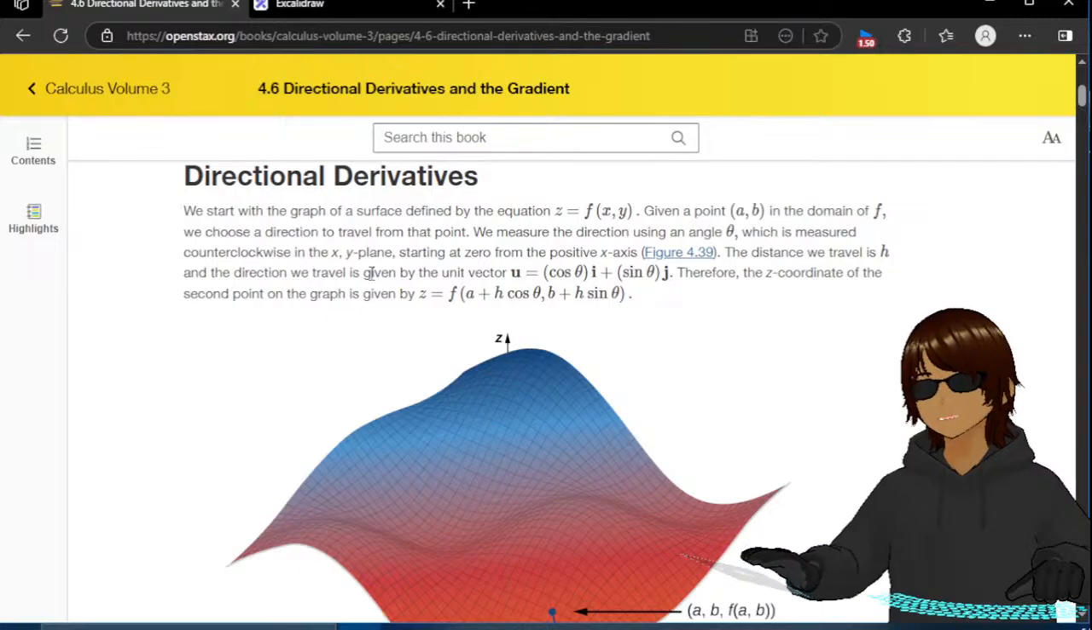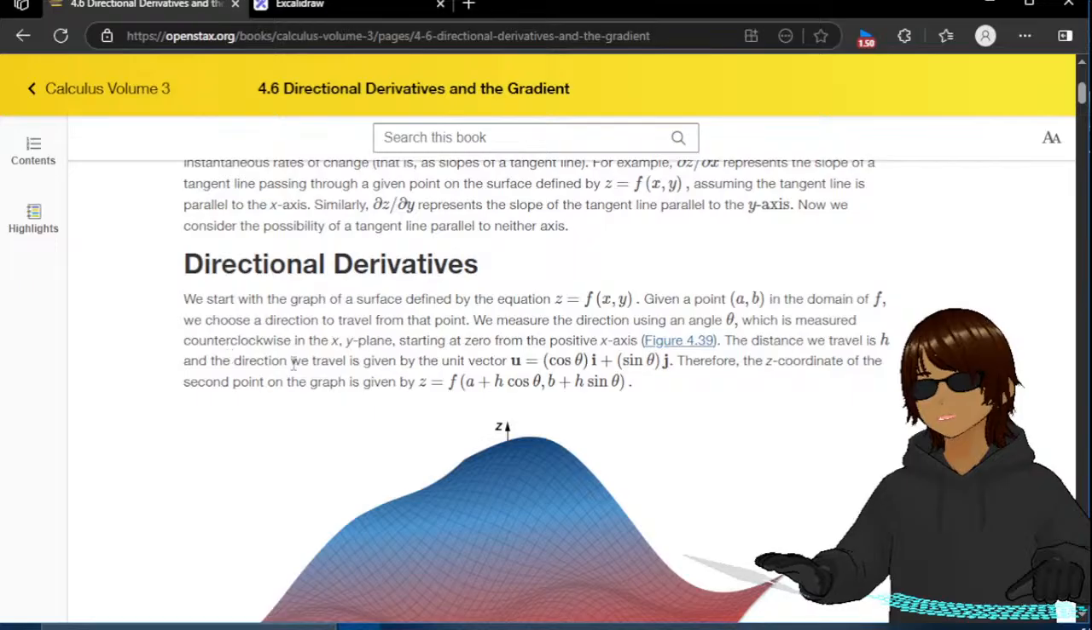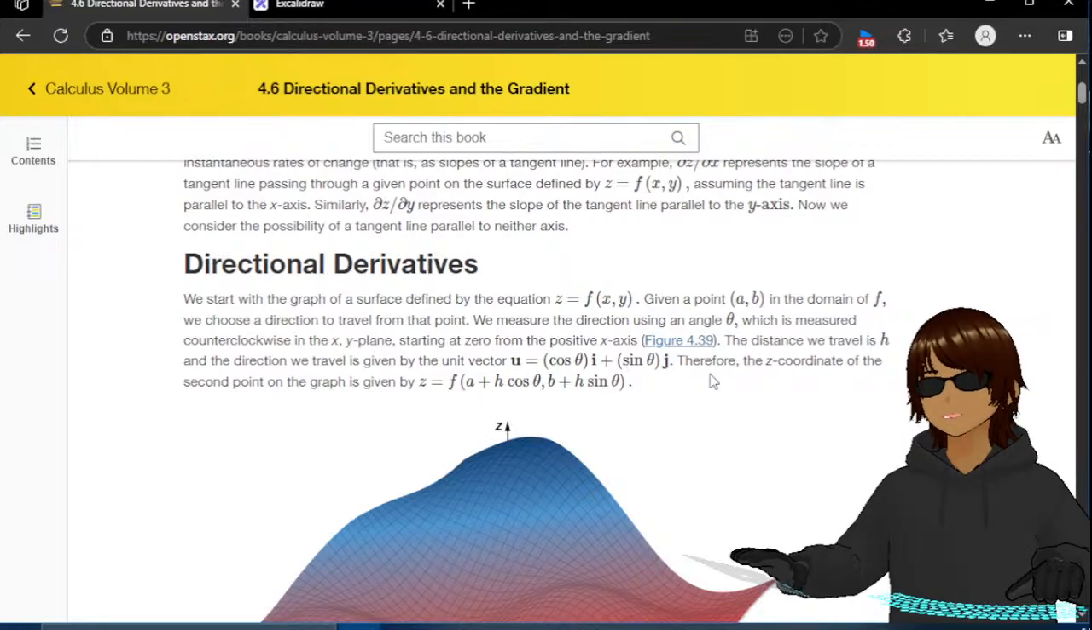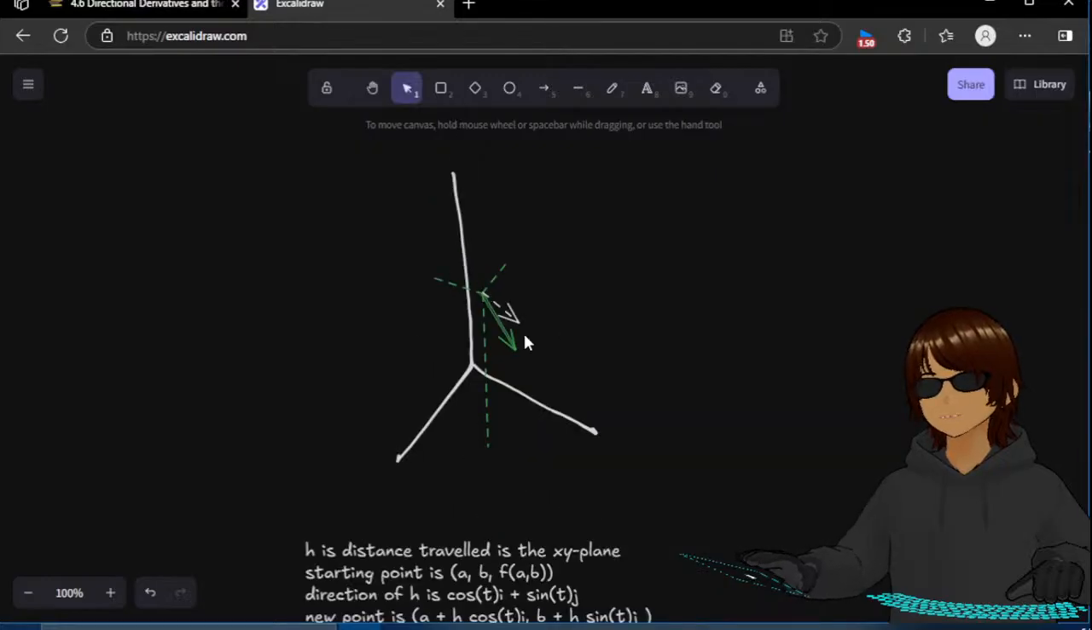The distance we travel is h. So the distance of this is h. The direction we travel is given by the unit vector u equals cos theta i plus sine theta j. Therefore, the z coordinate of the second point on the graph is given by z is equal to f of the new point, which is a plus h cos theta, and the new y point is b plus h sine theta.